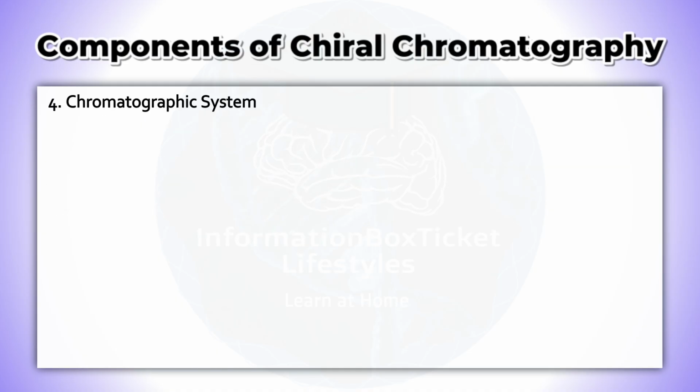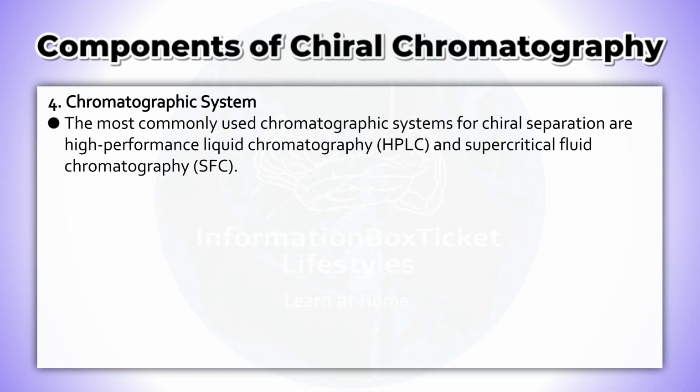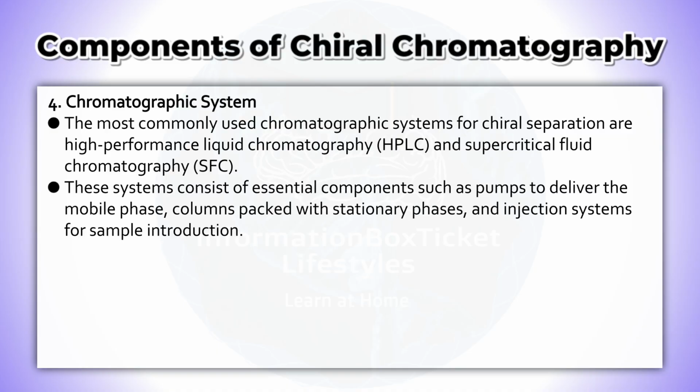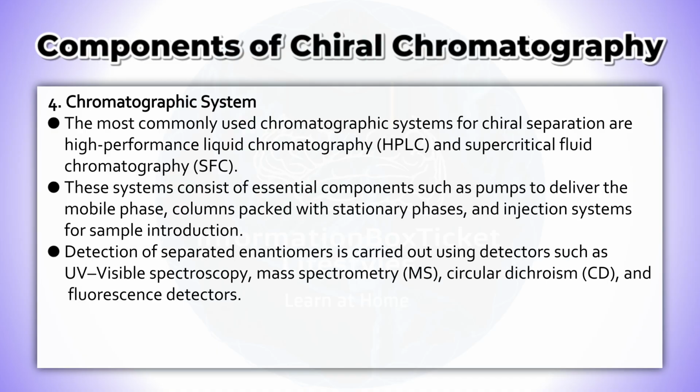4. Chromatographic system. The most commonly used chromatographic systems for chiral separation are high-performance liquid chromatography, HPLC, and supercritical fluid chromatography, SFC. These systems consist of essential components such as pumps to deliver the mobile phase, columns packed with stationary phases, and injection systems for sample introduction. Detection of separated enantiomers is carried out using detectors such as UV visible spectroscopy, mass spectrometry, circular dichroism, and fluorescence detectors.